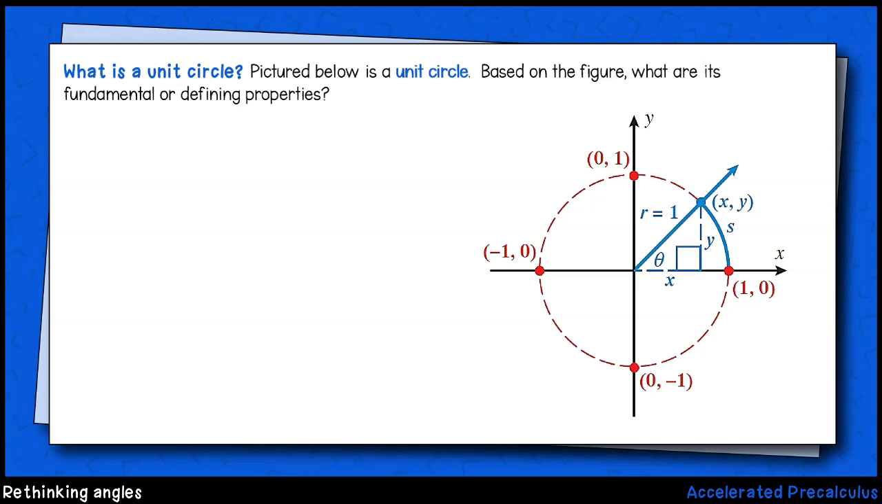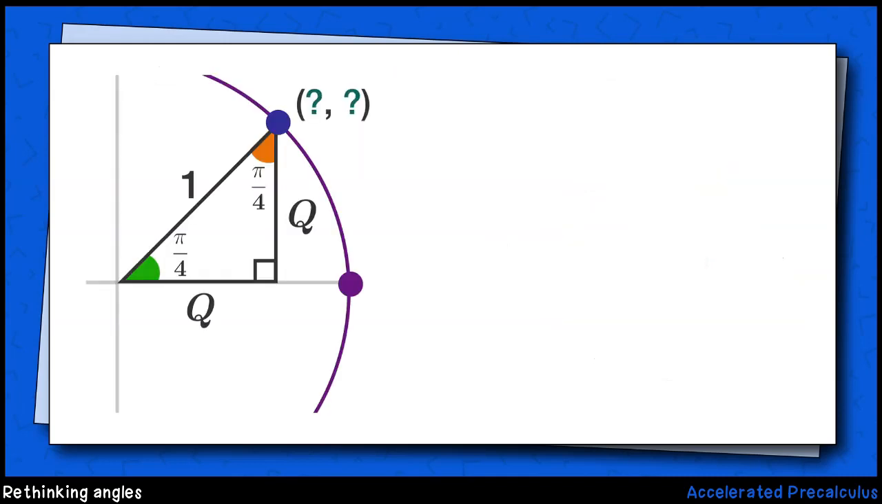Okay, other interesting facts to note. The base of the triangle is equal to the distance from the origin on the x-axis. Similarly, the height of the triangle is equal to the distance from the origin on the y-axis. So let's put this to use. Suppose that our angle theta now is 45 degrees or pi over 4. What will the coordinates x, y be when the terminal side of this angle intercepts the unit circle?